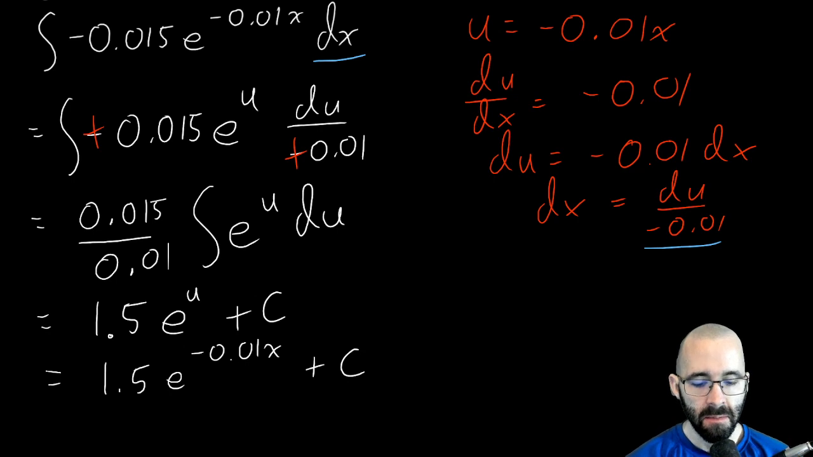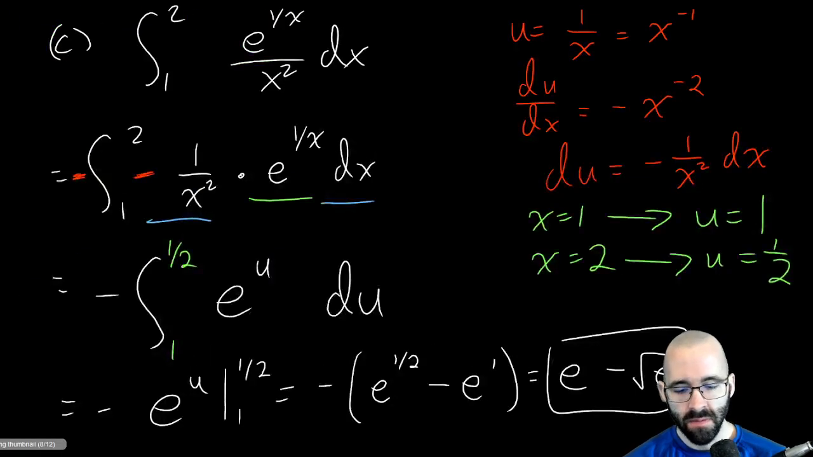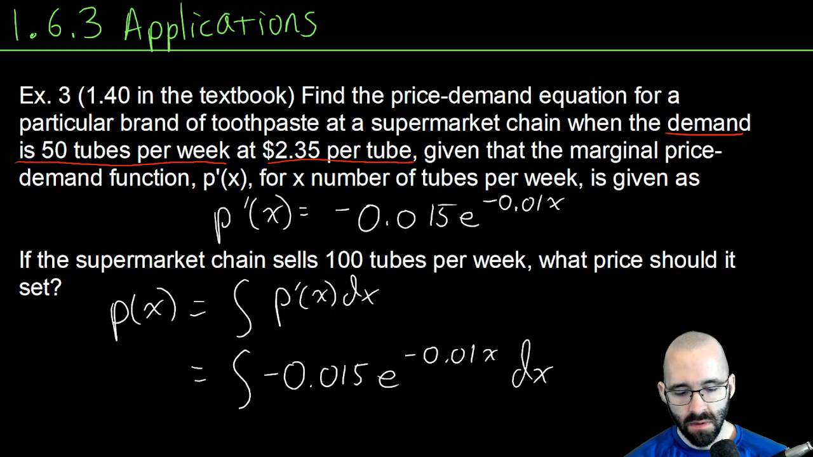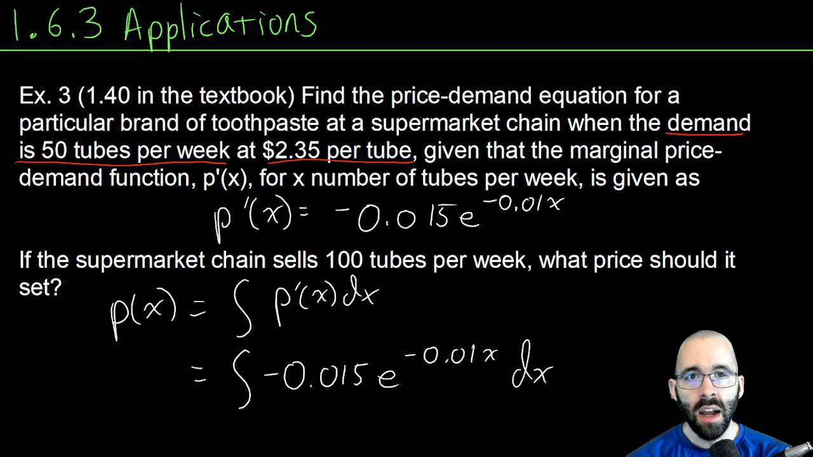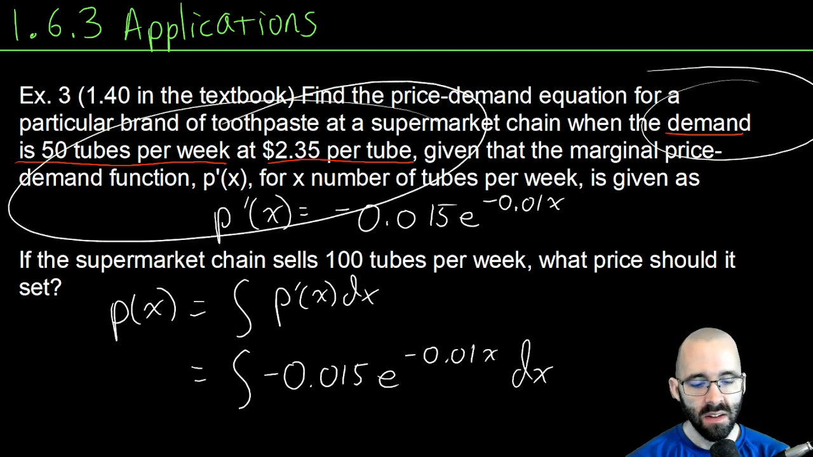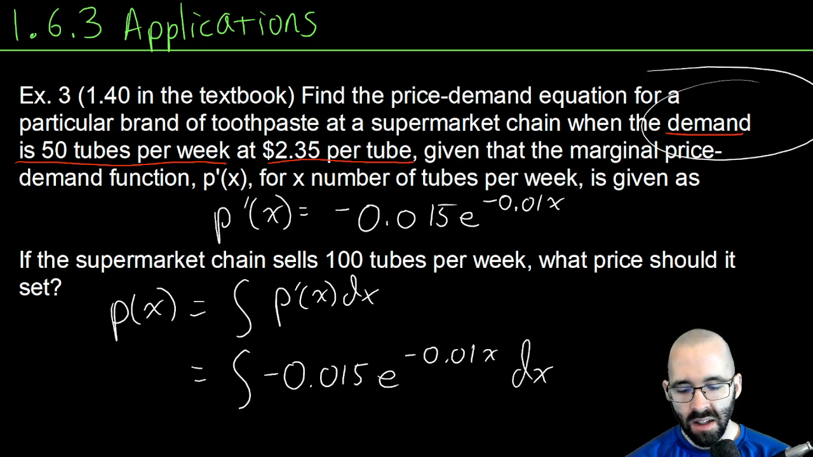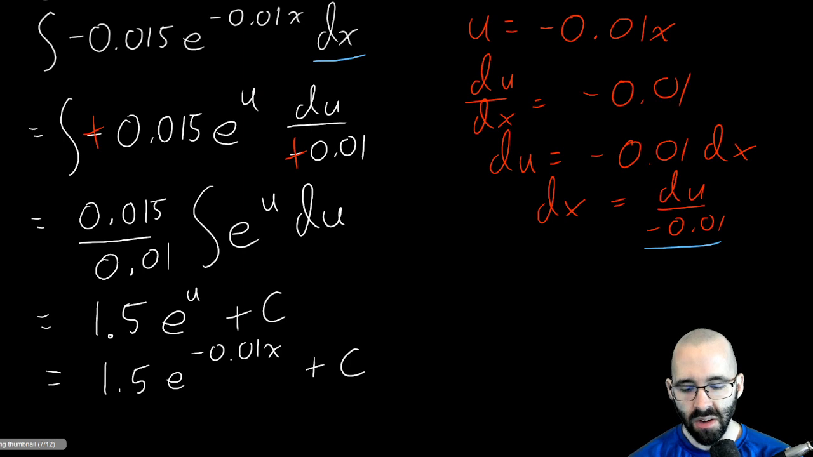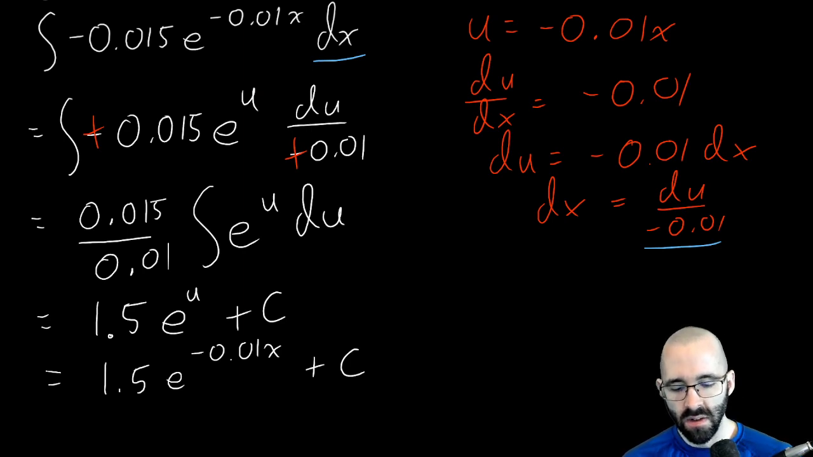This is not the end. It's not even the end of part 1. There are two parts: one, to find the price-demand equation, and then use it to answer a second question. I don't know what C is yet, and that's where this red stuff comes in. Demand is 50 tubes per week when the price is $2.35. Let's write that down.